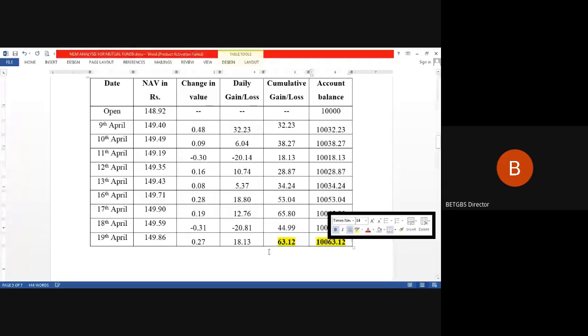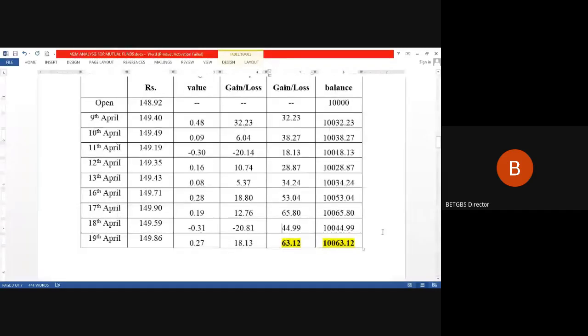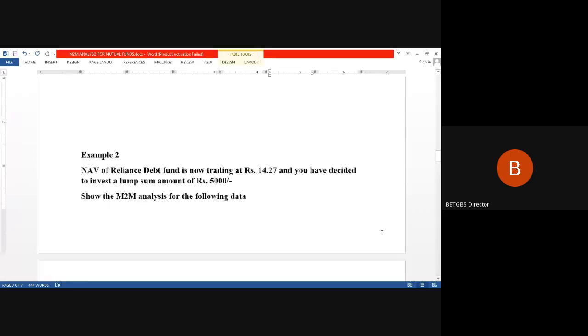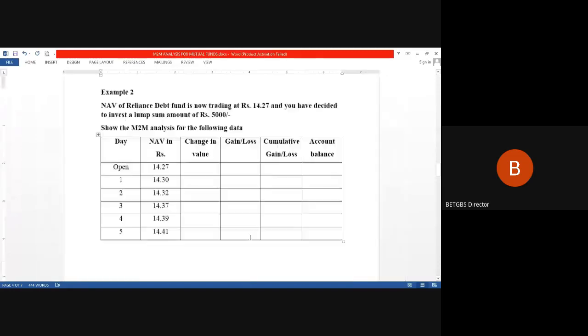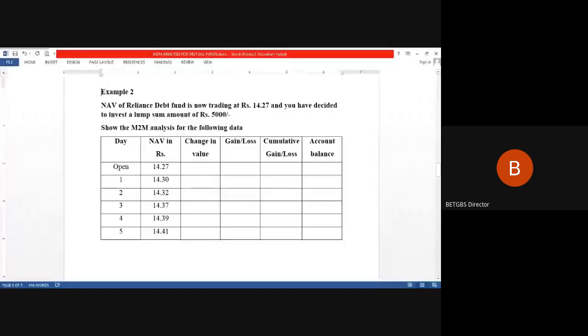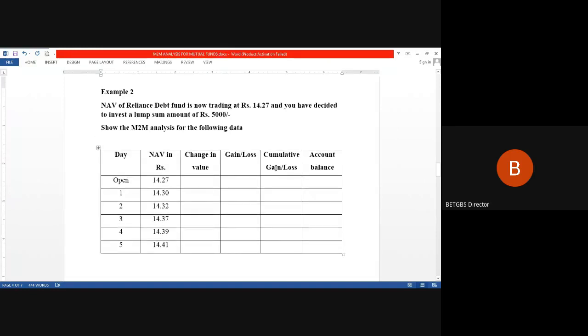So this is how we make NAV analysis for your mutual fund in M2M analysis. This is one example of what we have done. And I would take one more example now, the second example, and we'll have a discussion on this again. It is a short one, but anyhow, we'll make it accordingly. So the NAV of Reliance Debt Fund is now trading at rupees 14.27 per unit, and you have decided to invest a lump sum amount of 5,000. So we have to make an M2M analysis for this problem also.